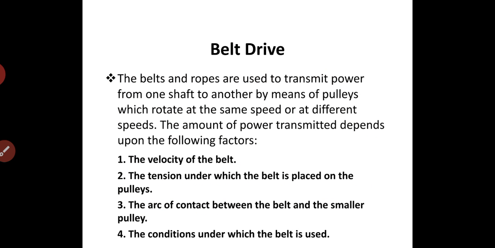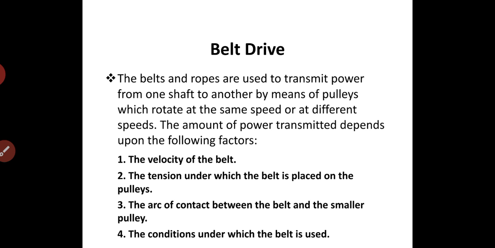Okay. In the belt drive, the belt drive and ropes are used to transmit power from one shaft to another by means of pulleys, which rotate at the same speed or at different speeds. The amount of power transmitted depends upon the following factors: the velocity of the belt, the tension under which the belt is placed on the pulley, the arc of contact between the belt and the smaller pulley, and the conditions under which the belt is used.